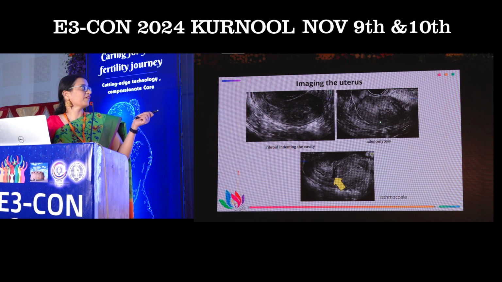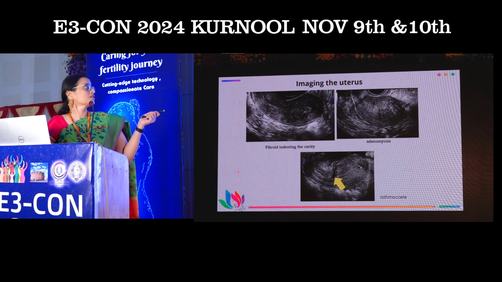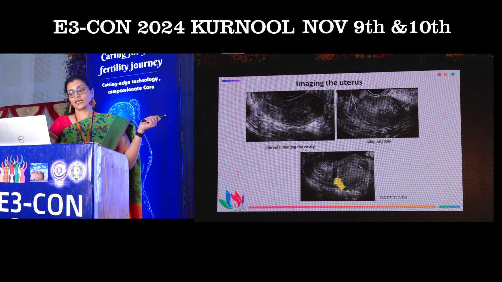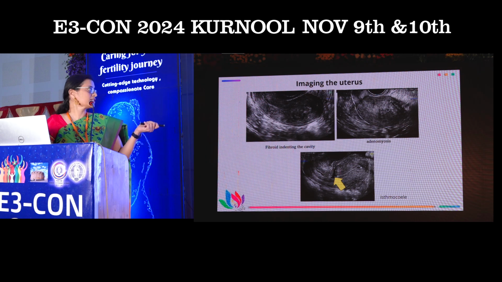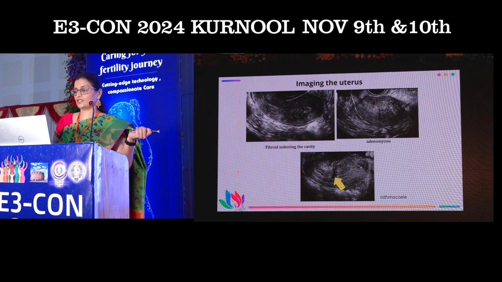Or you can have a fan-shaped shadowing. This is an adenomyosis, and there is no clear delineation like the uterus that we saw in the previous slide. So this is an adenomyosis. Or in a previous section, you can come across a bed-shaped defect in the region of the previous scar. So that's seen. These are some examples.